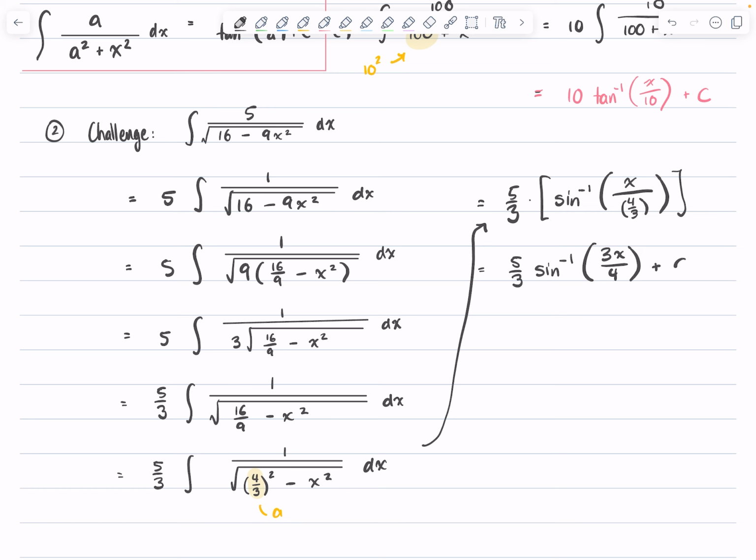We've of course got our constant of integration, which I suppose should be on both lines. And there we have it. The integral of 5 on root 16 minus 9x squared is 5 on 3 arc sine of 3x on 4 plus c.